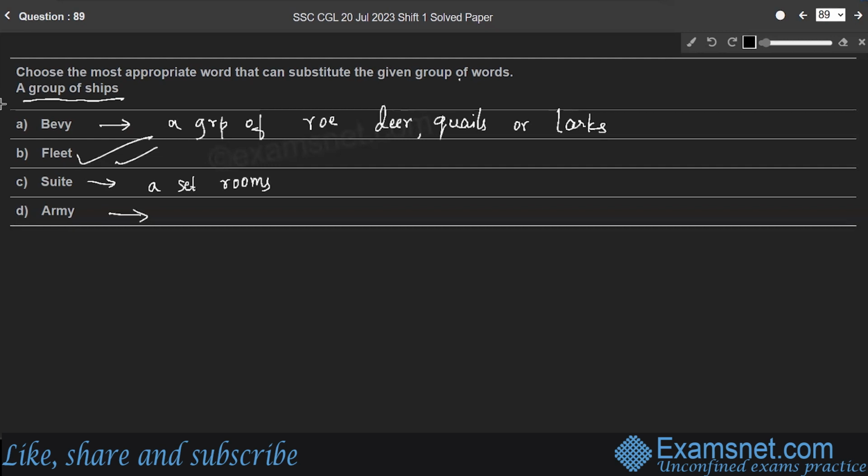Whereas army means an organized military force. An organized military force is called army. For the given question, a group of ships sailing together is called fleet. Option B is the right answer.